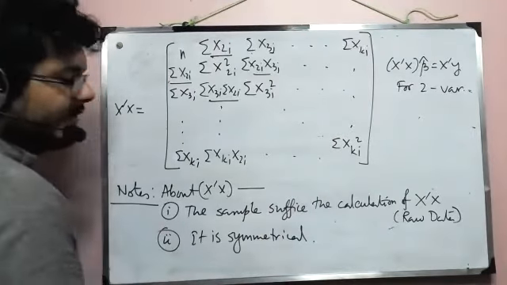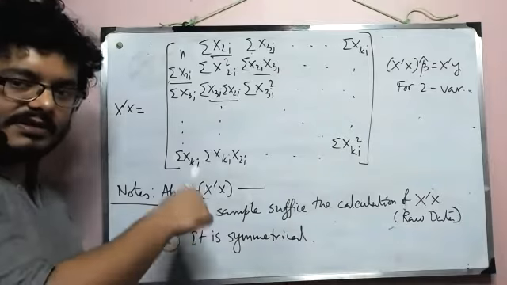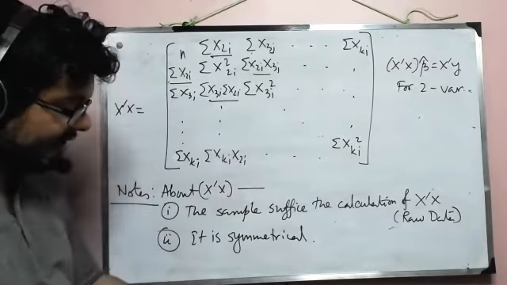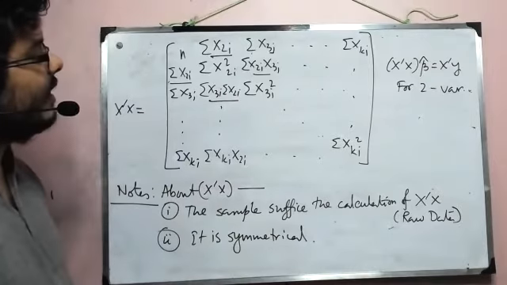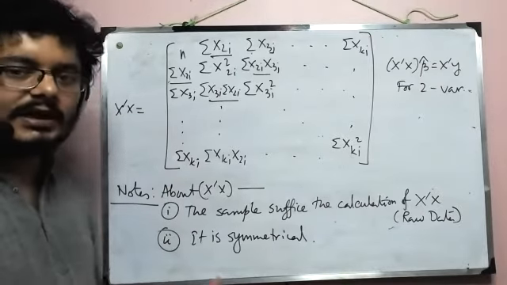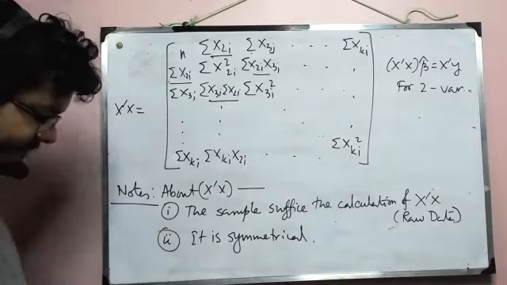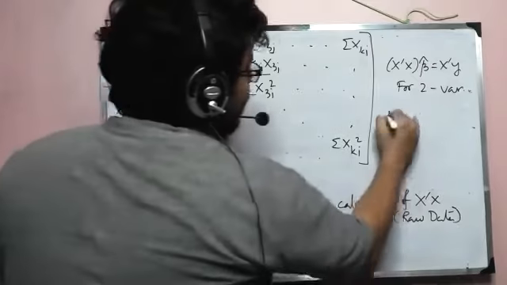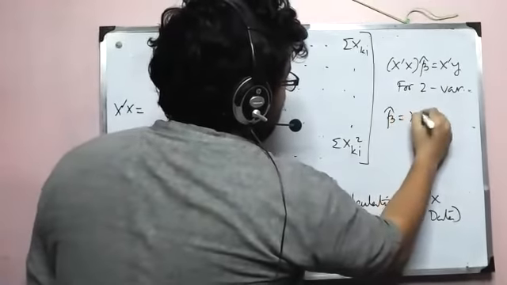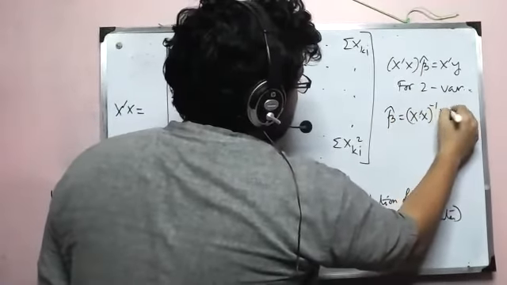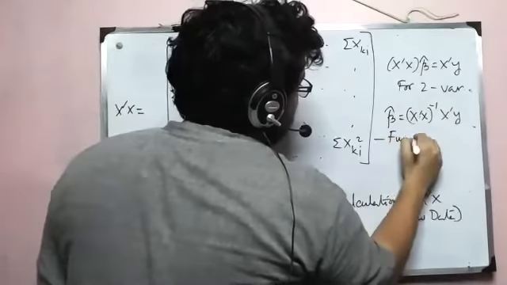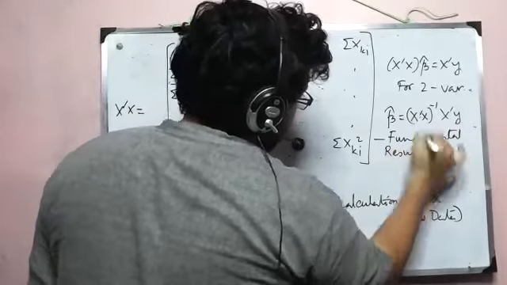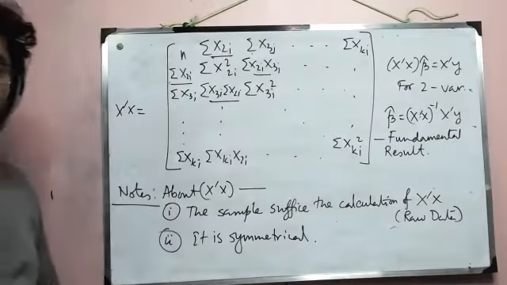And we have seen that it is of K cross K order. So it's a square matrix. Now the only thing is that if we don't have to make some compromises regarding the data, or we don't have any problem in the data, then finding the inverse is very easy. Okay, so like earlier also, this result that beta hat is X transpose X inverse X transpose Y, this is the fundamental result.